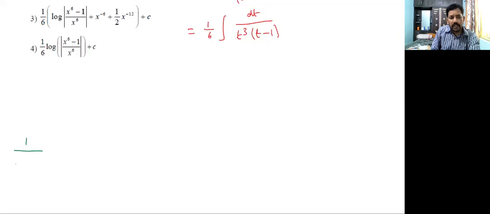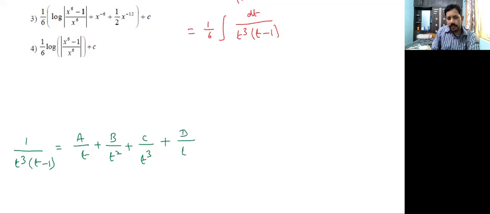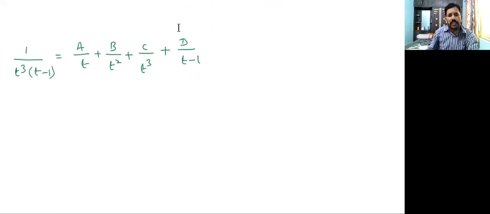Now the original method, t^3 (t − 1). Listen carefully: 1/t^3, repeated 3 times. You can write it like this: A/t + B/t^2 + C/t^3 + finally D/(t − 1). So this is the method of splitting into partial fractions.